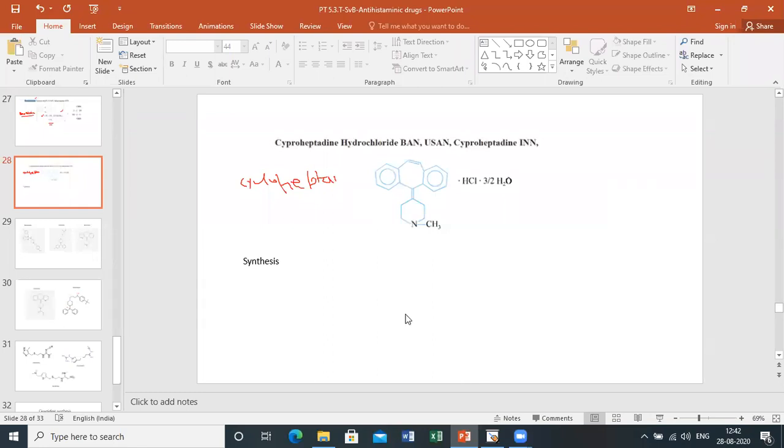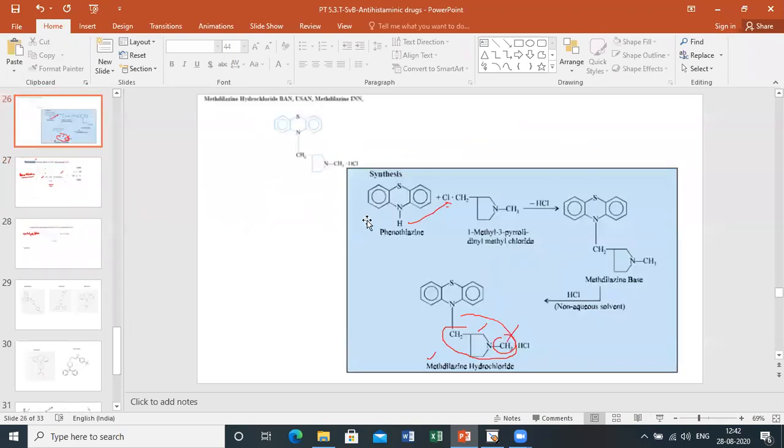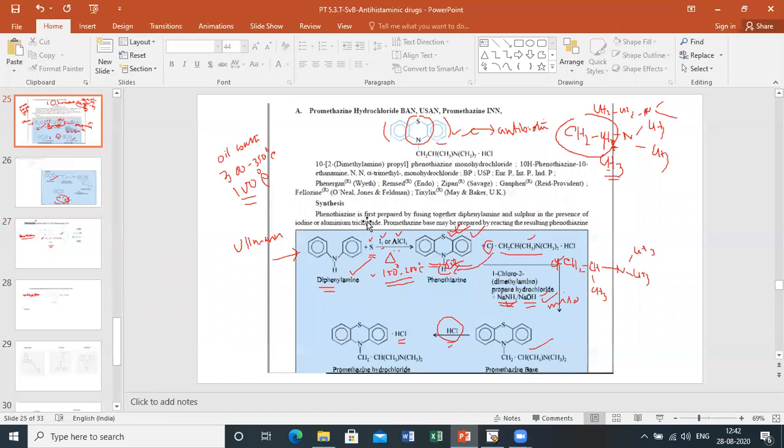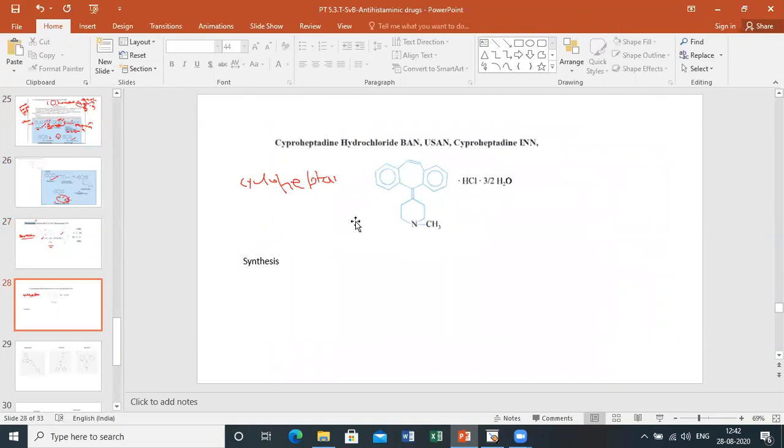Good morning, students. Today, we are again continuing our medicinal chemistry class on antihistaminic drugs. So basically, we have covered up to the last class, up to the phenothiazine group of compounds. We also discussed different phenothiazine group of compounds, like promethazine, like methdilazine, then trimeprazine. So today we'll start with the next class, that is the cyproheptadine. So let's go to the full screen mode.